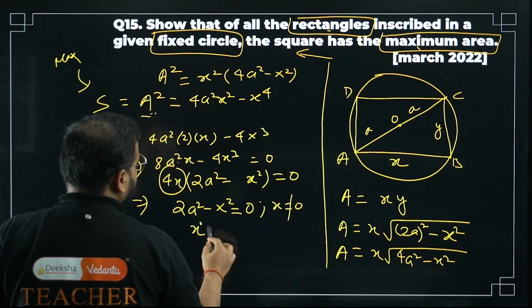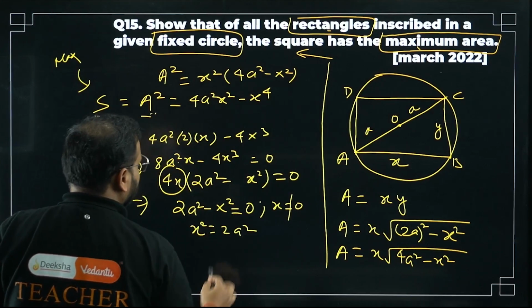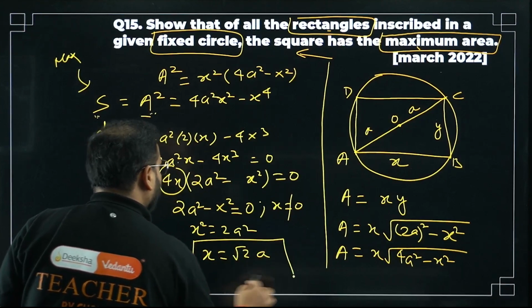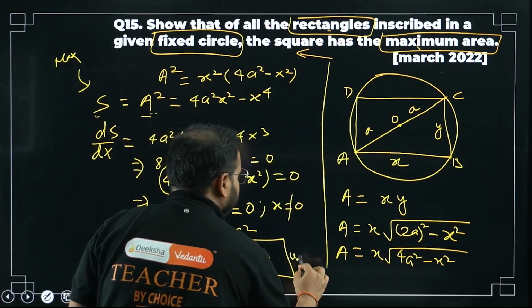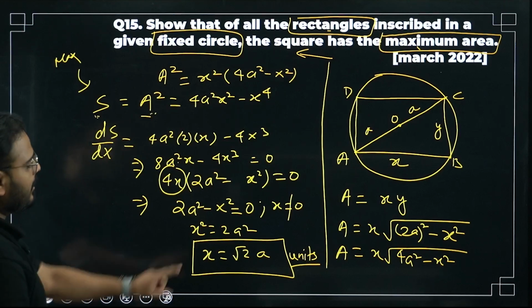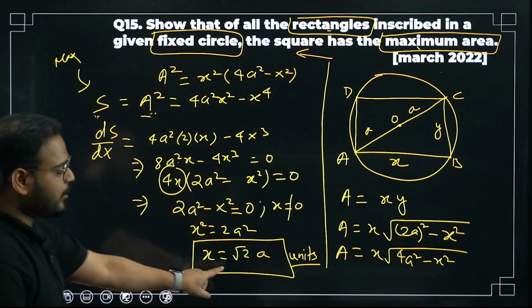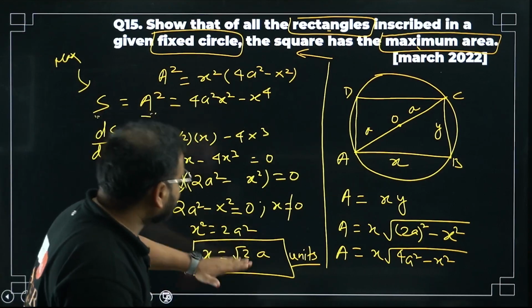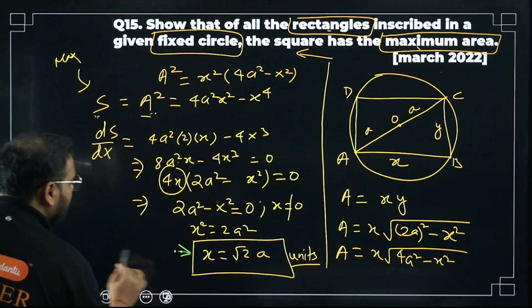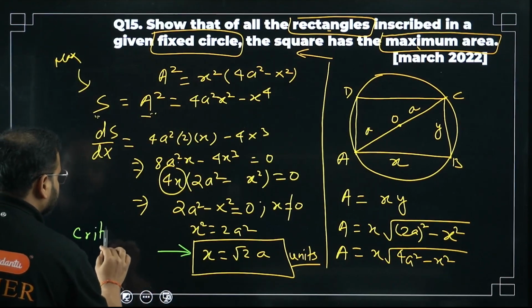It means what I'm getting? x square equals 2A square. What I'm getting? x is coming as root 2 A. Again, units will come. It's a length, right? Units will come. Okay? I'm getting this value. I have to check whether at this value, only one critical point I'm getting. This is a critical point.